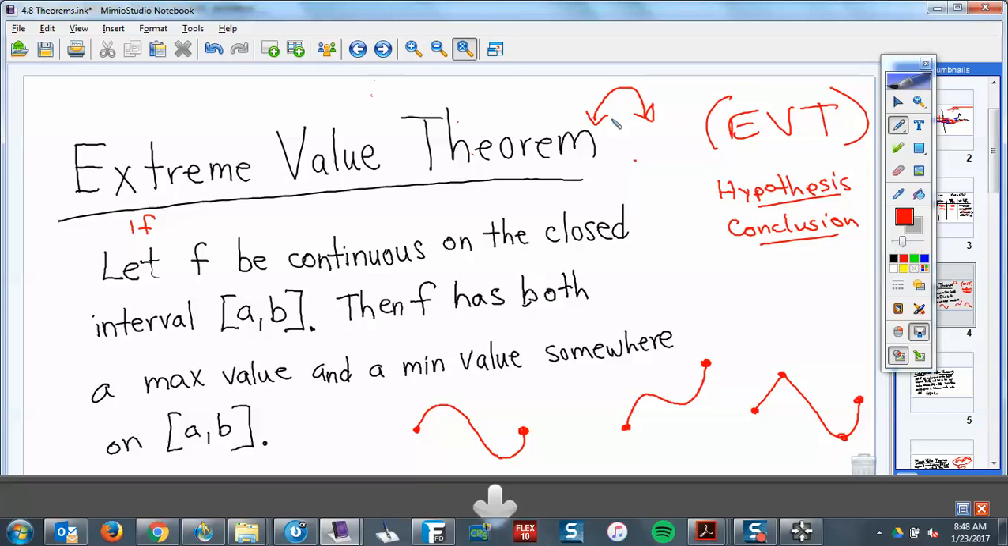It's not a closed interval. You're going to have a lot of questions in the homework where they're going to say, well, what about this function? This function doesn't have a minimum. Doesn't that violate this theorem? And you're going to say, no, it doesn't meet the conditions. It doesn't meet the hypothesis. This is not a closed interval. Negative infinity to infinity is not a closed interval.